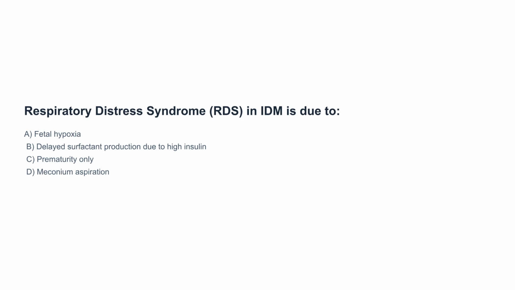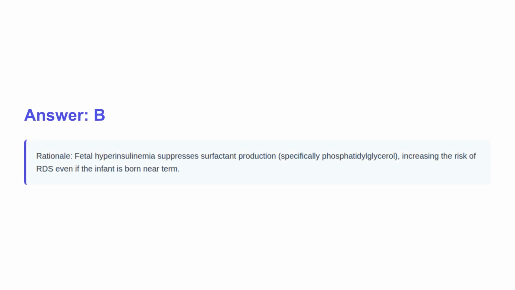Respiratory distress syndrome, RDS, in an infant of a diabetic mother, IDM, is due to fetal hypoxia, delayed surfactant production due to high insulin, prematurity only, or meconium aspiration. The correct answer is B. High fetal insulin levels inhibit the production of surfactant, which is essential for proper lung expansion, leading to RDS.